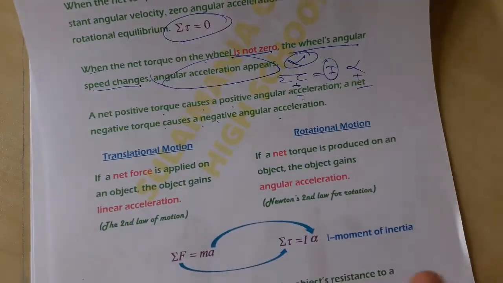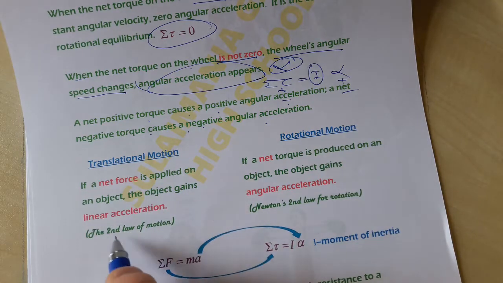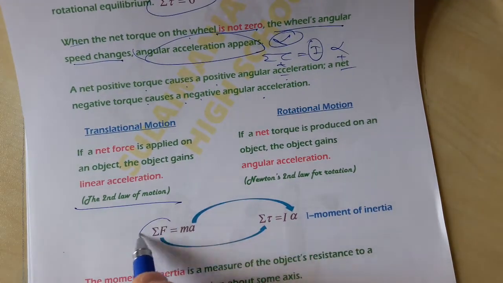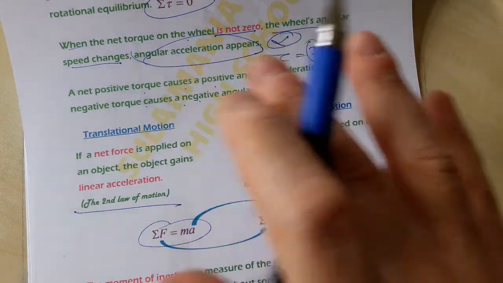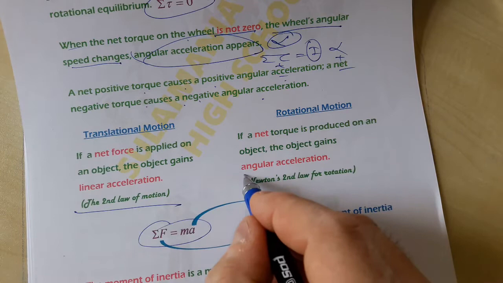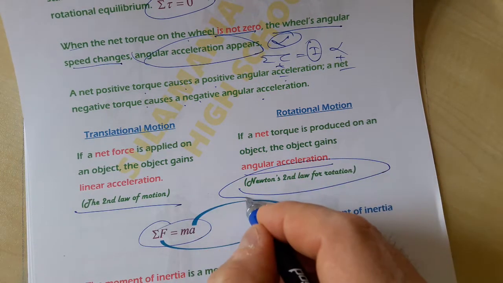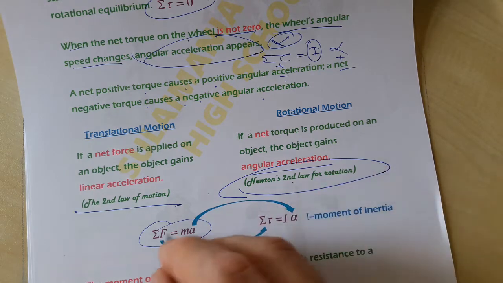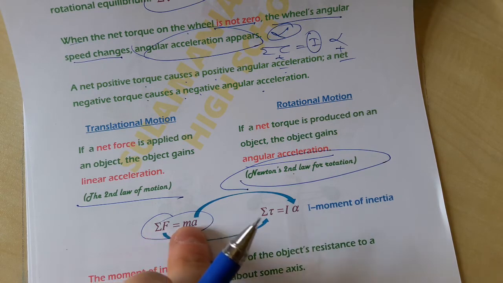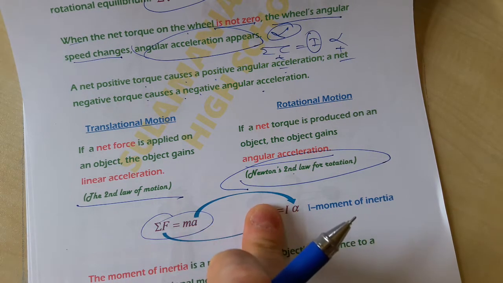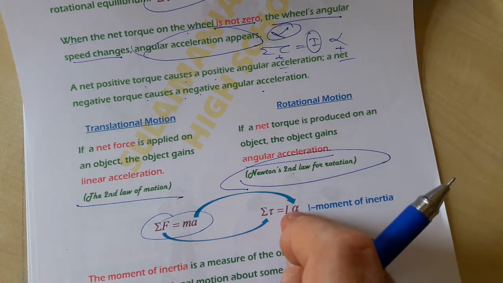In translational motion, remember, if a net force is applied on the object, it gains linear acceleration. Second law of motion, this is known. If a net torque is produced on a rotating object, it gains angular acceleration, and the object starts spinning faster and faster. This is known as Newton's second law for rotation, because these two equations are very similar. Sum of the force acting on the object is equal to mass times linear acceleration. Sum of the torque acting on the object is equal to moment of inertia multiplied by angular acceleration.